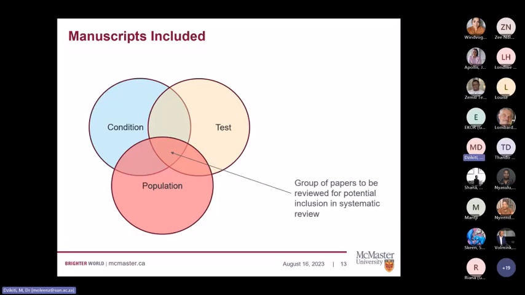So for systematic reviews of diagnostic accuracy studies, there's going to be a group of manuscripts that involve the condition, so the disease. There's going to be a group of manuscripts that includes the test condition, so the new test that you are assessing. And then there's going to be a group of manuscripts that involve the population. And what you're looking for is the intersection of all those three.